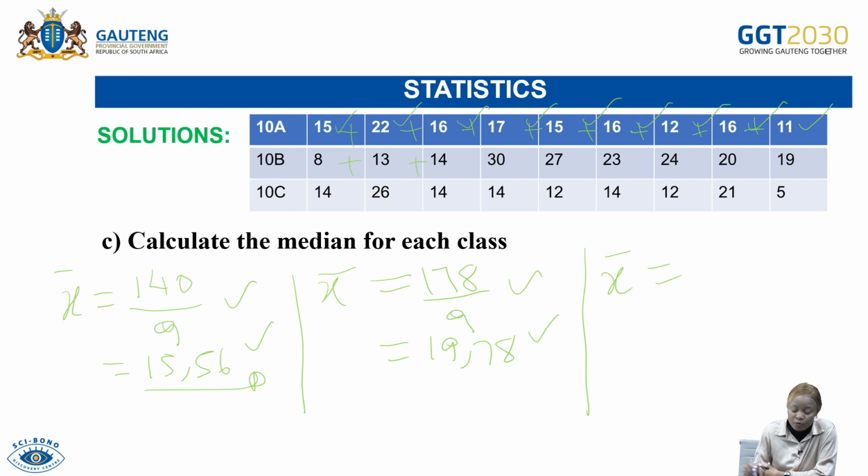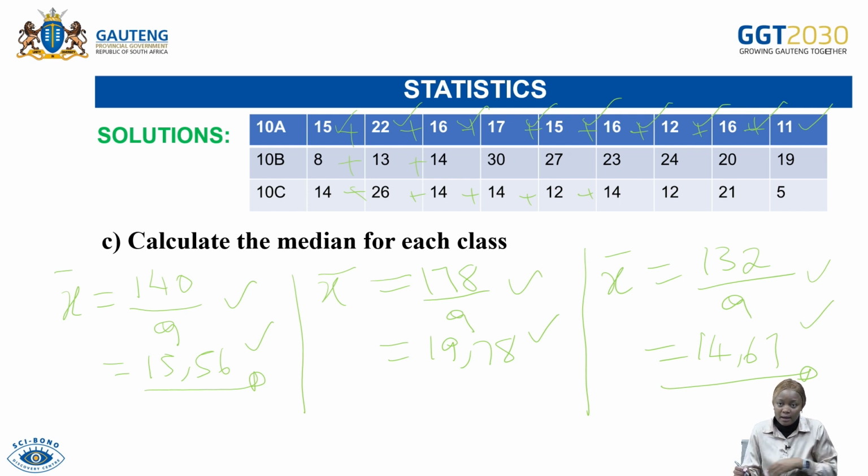Okay, again, X bar for 10C. I am going to add everything. So you'll say 14 plus 6 plus 26 plus 14 plus 14 plus 12 plus 14, just add everything, plus 12 plus 21 plus 5. I am getting 132. You divide it by 9, and you will get 14.67. Again, you give yourself just 2 ticks for the total and the answer. I hope you all got this one correctly. Let's move to the second one.